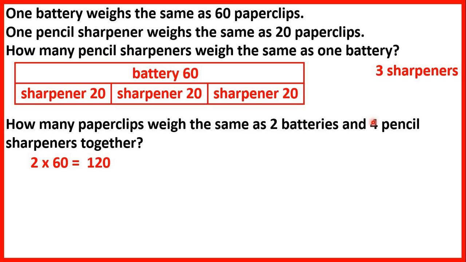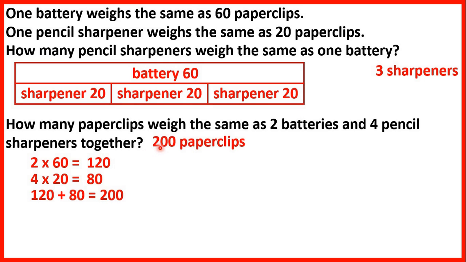But we also have 4 pencil sharpeners, and they each weigh 20 paper clips. So we can work out that 4 times 20 is 80, because 4 times 2 is 8, and we need an end 0. So we know that the batteries weigh 120 and the pencil sharpeners weigh 80. So together we can work out 120 plus 80, and that gives us 200. So our answer is 200 paper clips.